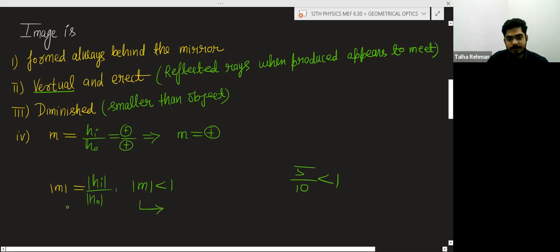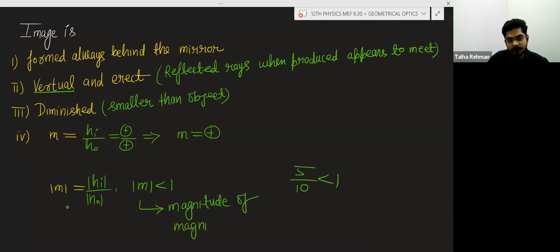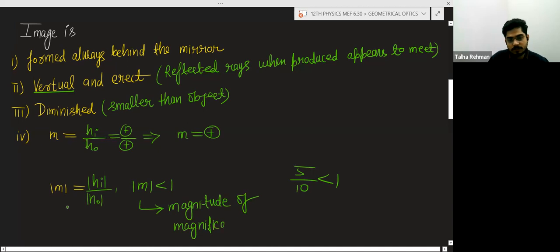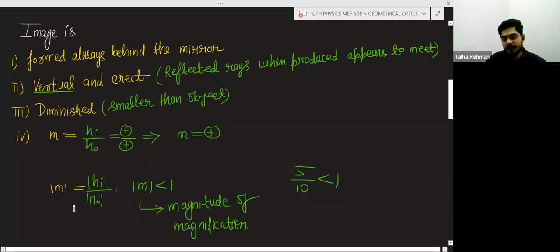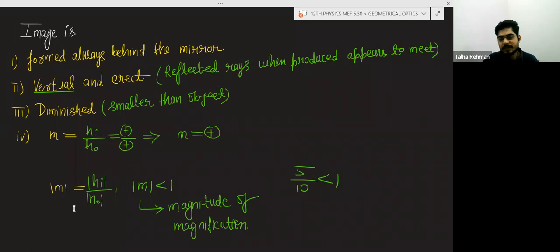So what is mod m? Magnitude of magnification. Now there is one case when the object is at infinity, where the image will form.